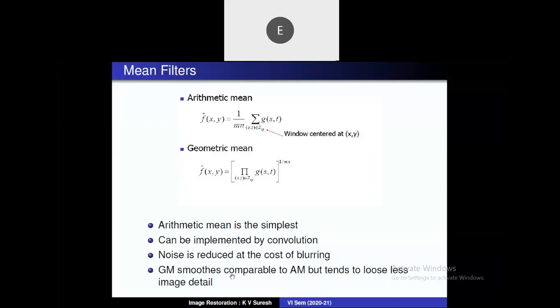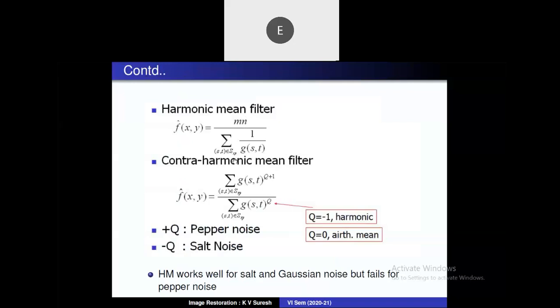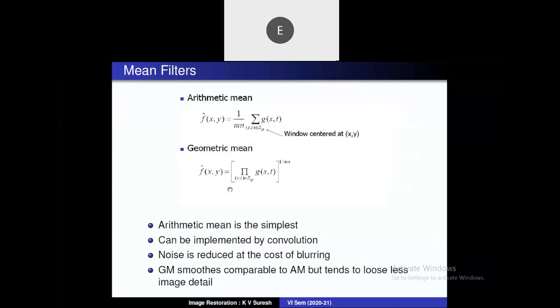Comparatively, the geometric mean in fact tends to lose less image detail. That means when it comes to preserving edge information, the geometric mean is better when compared to the arithmetic mean. So that way the geometric mean is slightly better than the arithmetic mean. No doubt it smooths the noise as compared to the arithmetic mean, but when it comes to preserving the image details, that is the edge information, the geometric mean is better. Okay. Yeah, so there are many other filters like harmonic and contra harmonic, which we will discuss in the next class.